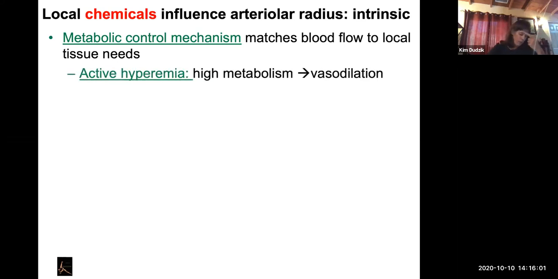So one of the ways it does that is through what I've been talking about as active hyperemia. The higher the metabolism means the organ is working very hard, means it's going to need a higher blood flow. So the arterioles need to vasodilate. Well, how do the arterioles know how to do that, right?